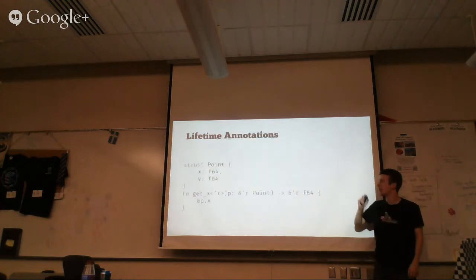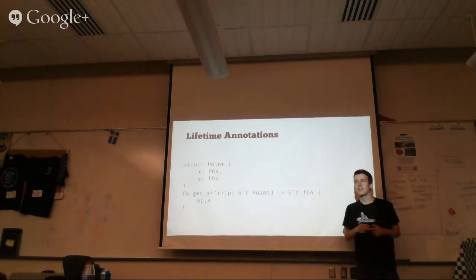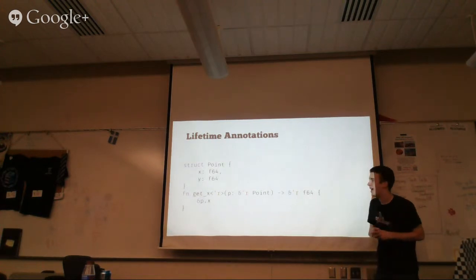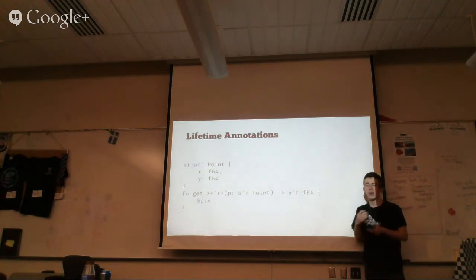But anyway, so lifetime annotations. Sometimes you want to do weird things, and Rust is OK with that. So if you have a Point which just looks like that, and we're trying to get x out of it, well, we have this awkward scenario.